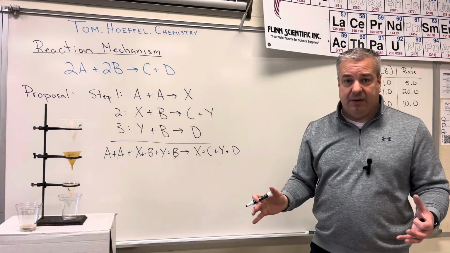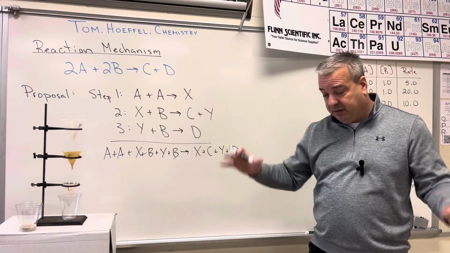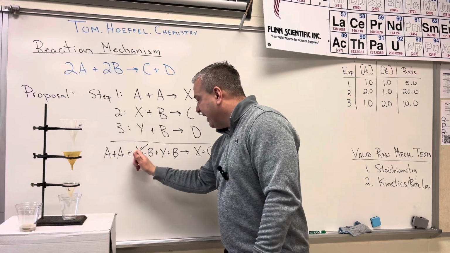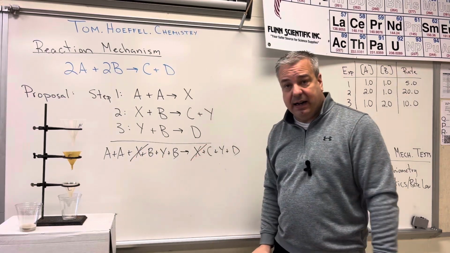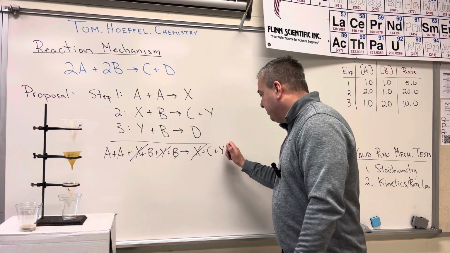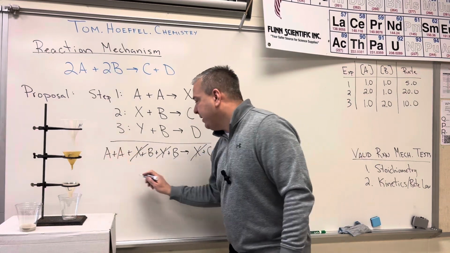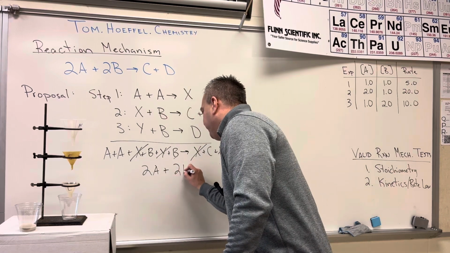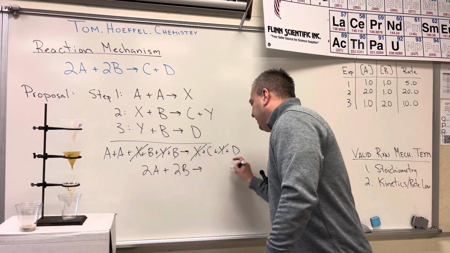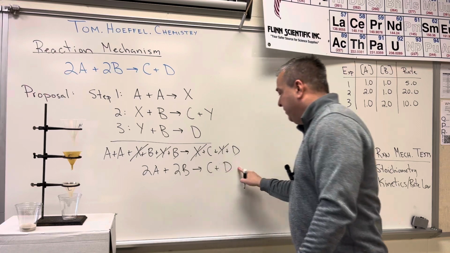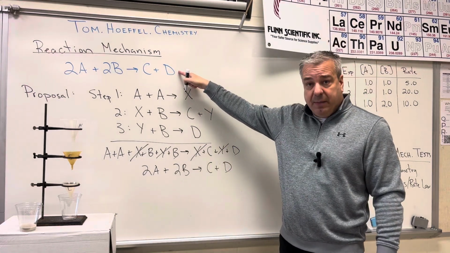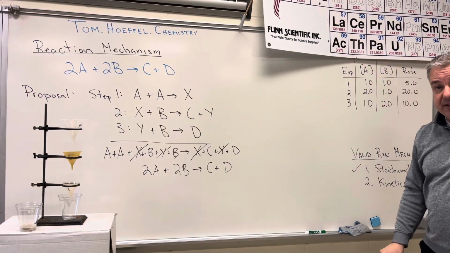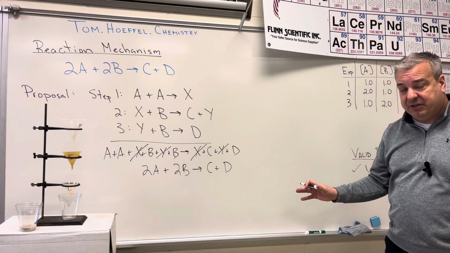And then you cancel out things that are on the same, if something's on the reactant side and the product side, they're going to cancel out. And what I see is that X is on both sides, so I cancel it out. I see that Y is on both sides, so I cancel that out. Here are my two A's. Here are my two B's. And that's going to produce C and D. This does match the overall chemical reaction. So based on stoichiometry, this checks out. It passed the stoichiometry test.